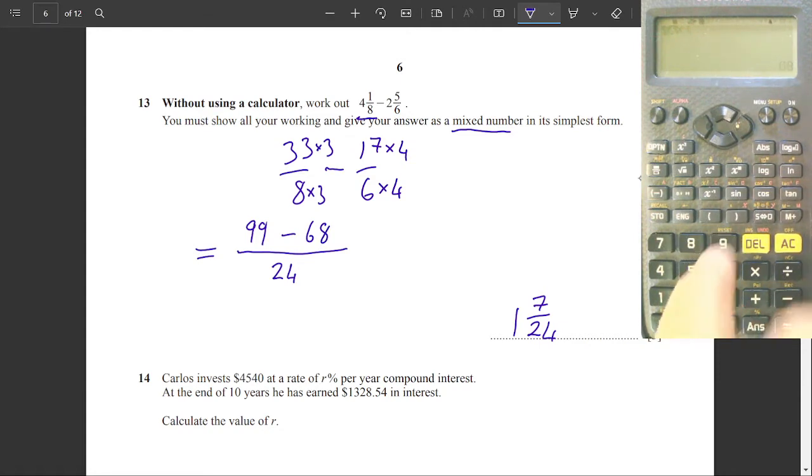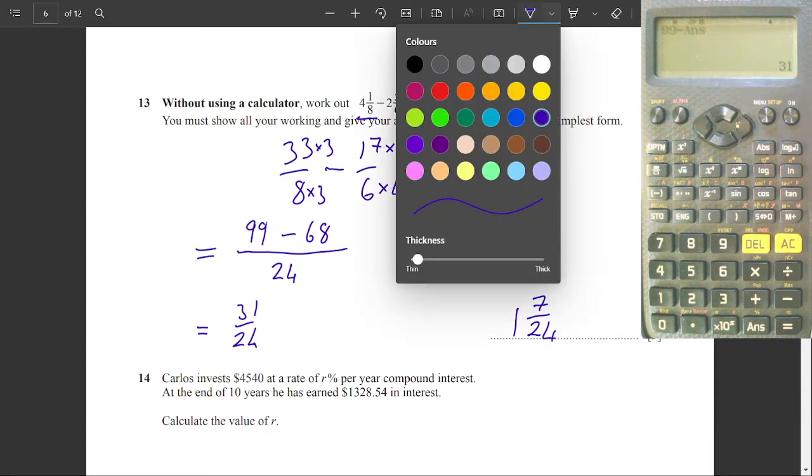Okay, so what's left to do is 99 minus 68, that's 31, over 24. Then 24 goes into 31 once, remainder 7. Bam, that's the answer we have. Okay, and now we have full marks.